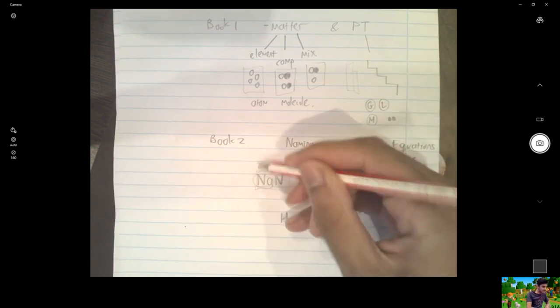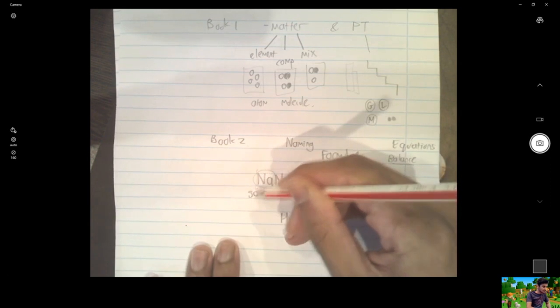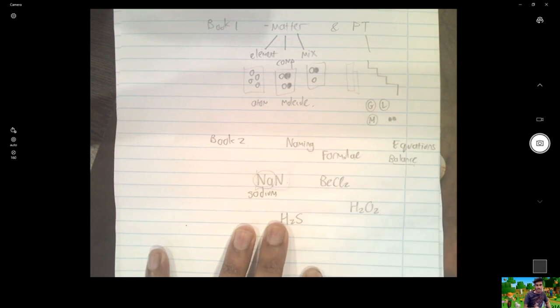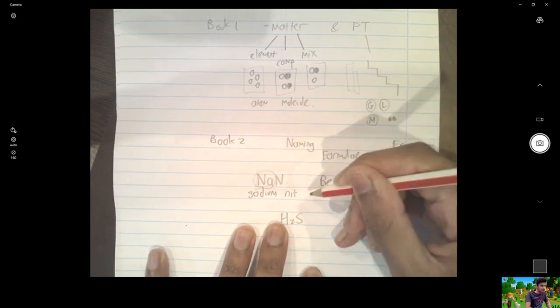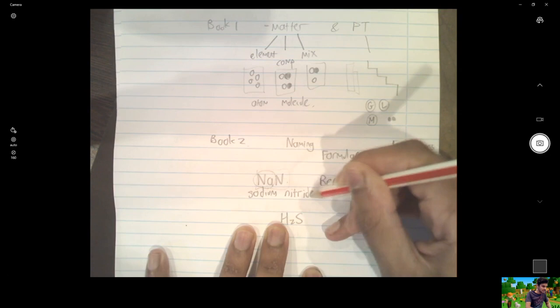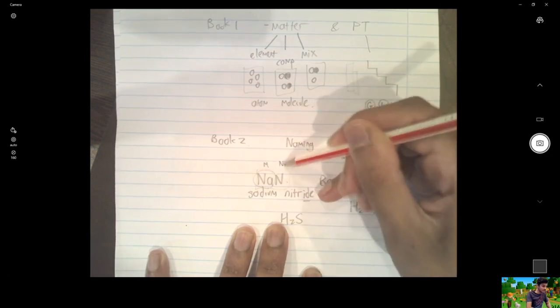So if I had to name something like NaN, first thing you must recognize is that sodium is a metal. And whenever we have a metal, it's a lot simpler in that we just write down the name of the first element, and the second element, which has to be a non-metal, changes into an ide. And you need to know how it changes into an ide. It doesn't just become nitrogen and then ide. Nitrogen changes to nitride. So that is when you're dealing with a metal and a non-metal. First thing to look for.